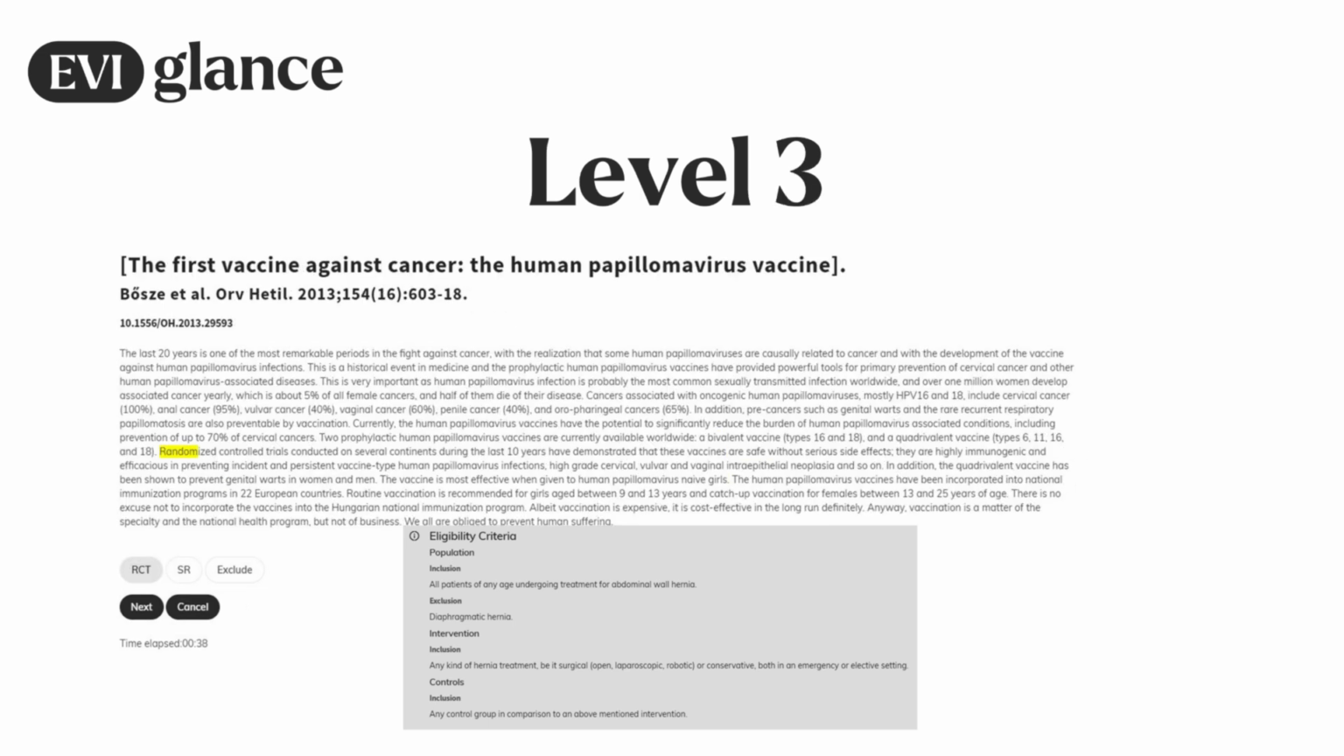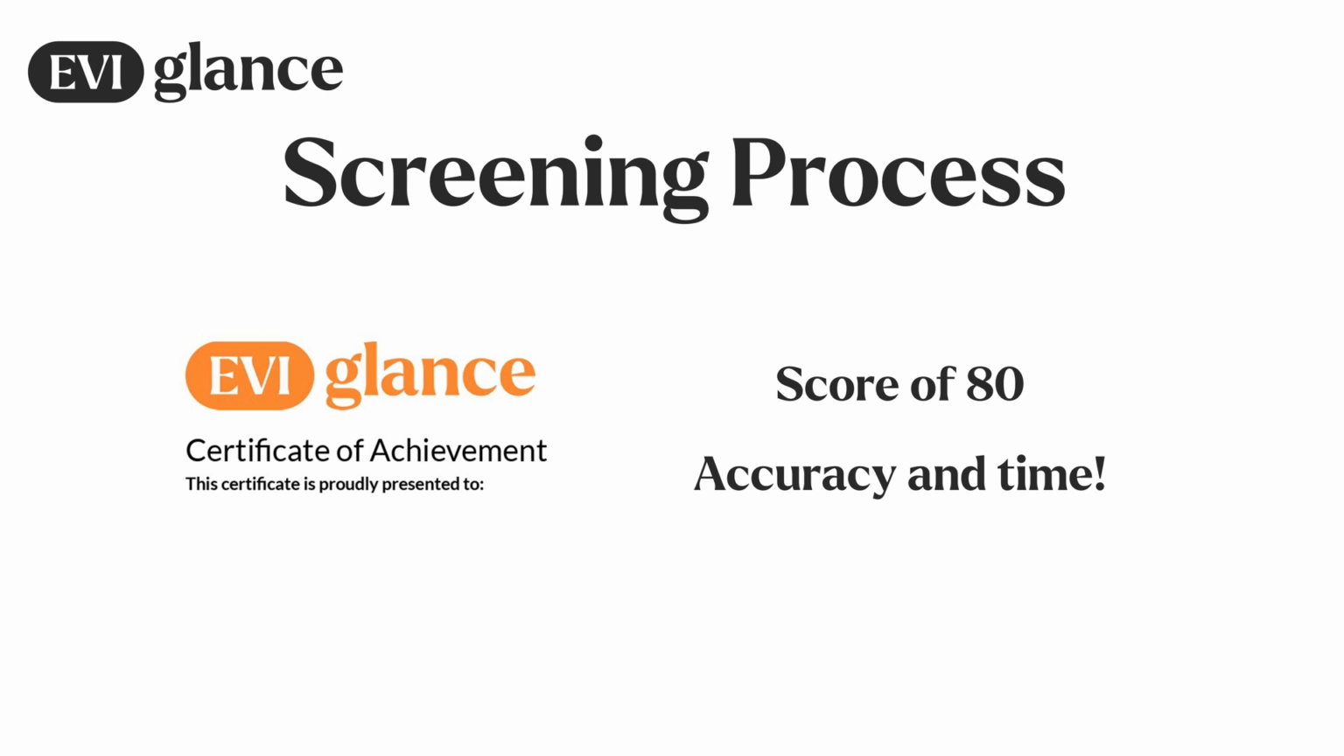Level 3 is the final screening stage. Here, you should decide whether or not the study matches the eligibility criteria, and if so, which study type it is. Upon completing level 3, with a score of 80 and higher, you will be rewarded a certificate. This acknowledges your expertise in screening.